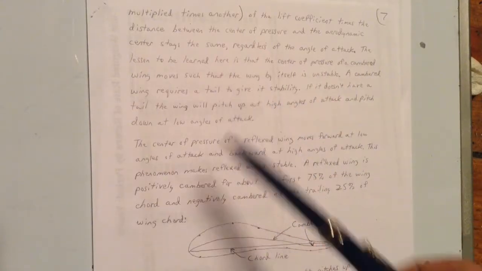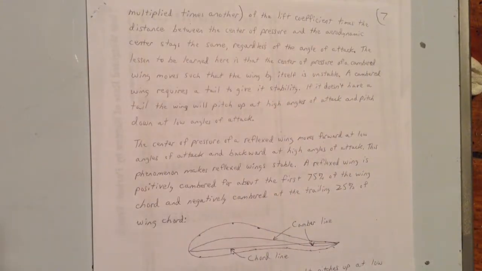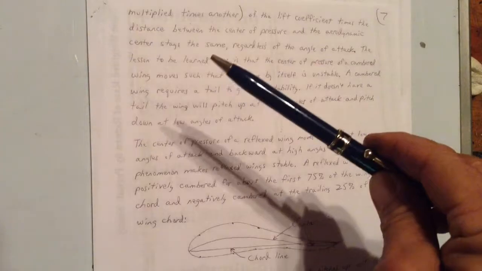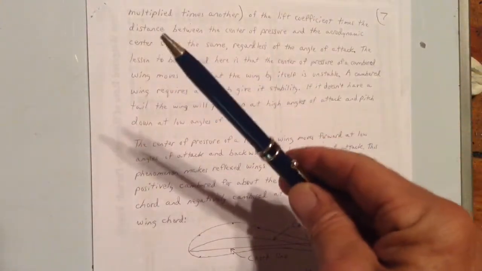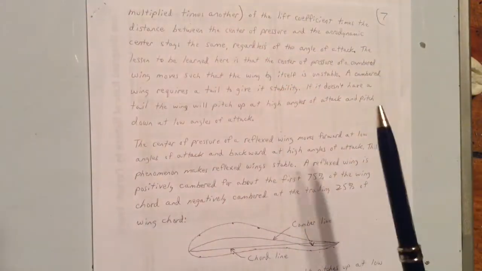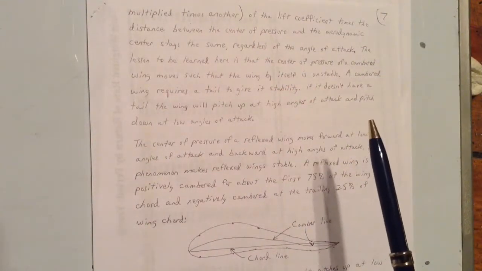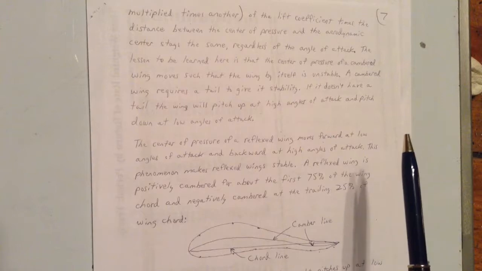The lesson to be learned here is that the center of pressure of a cambered wing moves such that the wing by itself is unstable. A cambered wing requires a tail to give it stability. If it doesn't have a tail, the wing will pitch up at high angles of attack and pitch down at low angles of attack. It'll always either pitch down and then pitch down more and dive, or it'll pitch up more and stall. That's how wings without tails do, or cambered wings without tails.